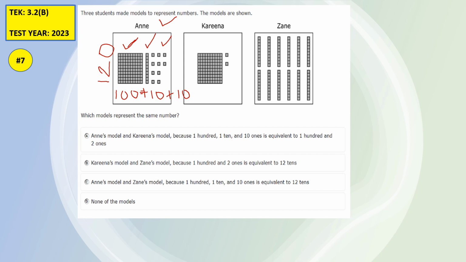Now let's look at Karina's model. Again, this is 100.